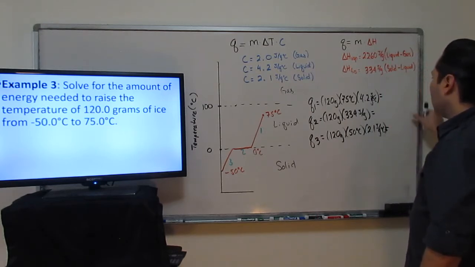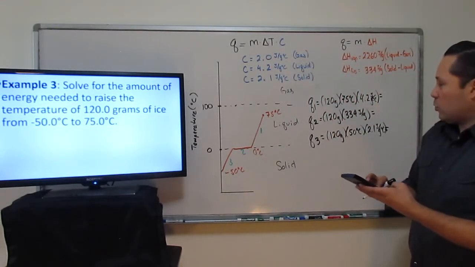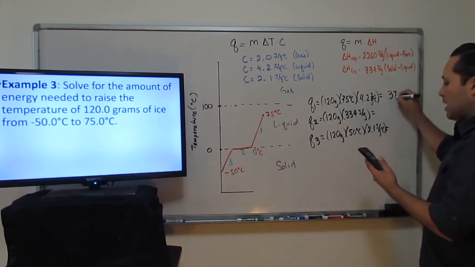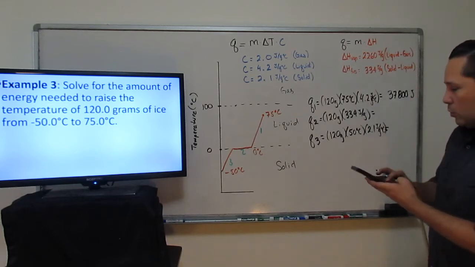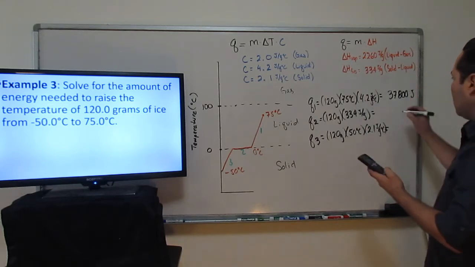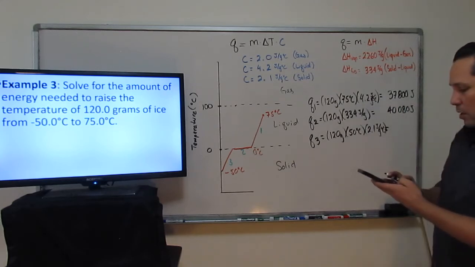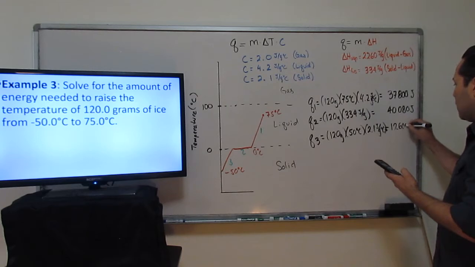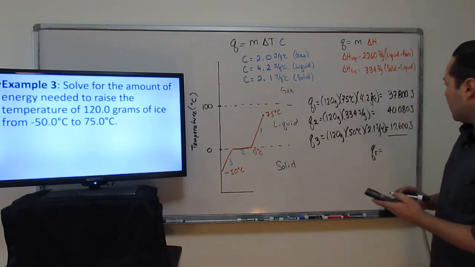All right, so now we're going to plug all of those values into the calculator and get our answer. So it'll be 120 times 75 times 4.2 gives me 37,800 joules. 120 times 334 gives me 40,080 joules, and 120 times 50 times 2.1 gives me 12,600 joules. Grand total, add all 3 of them together, and we'll get our answer.